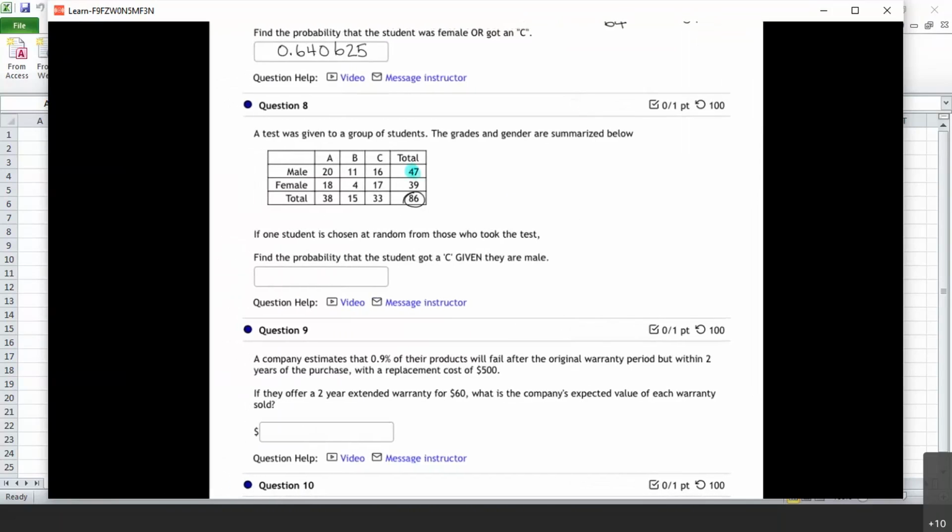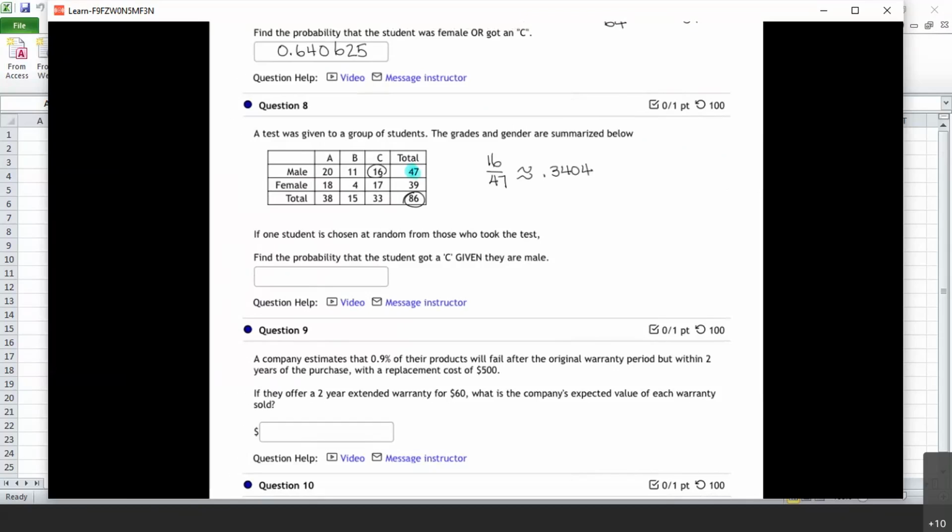So we're looking at 47 as our denominator, right? Because we're only interested in men. And then of the men, 16 of them got C's. And as a decimal, this is 0.340. Is everybody comfortable with the whole conditional probability thing from the table? If they had said, given that the student was a female, my denominator would have been 39 instead of 47.